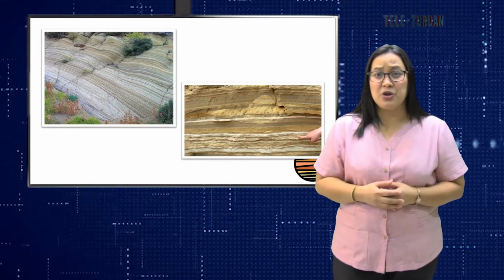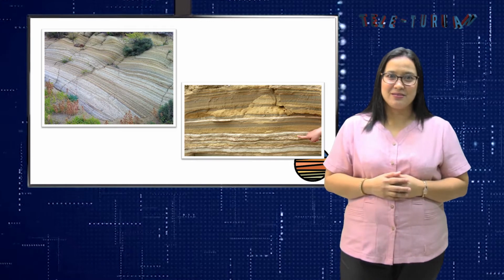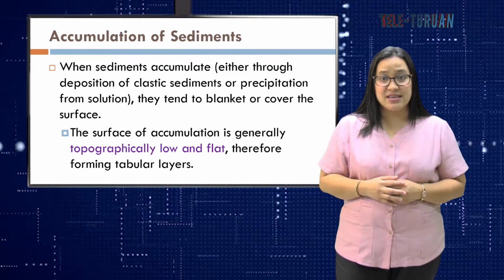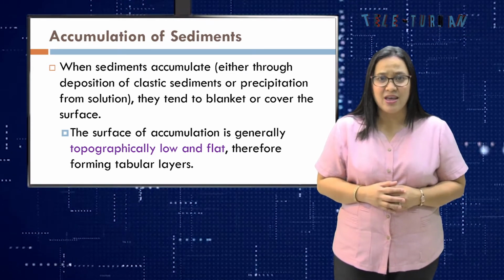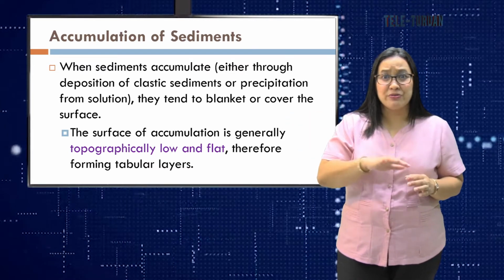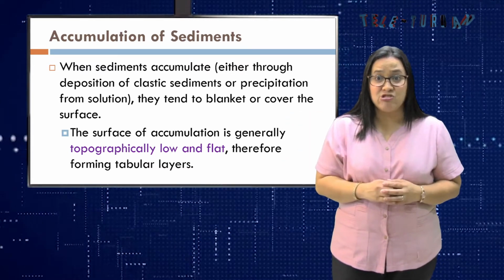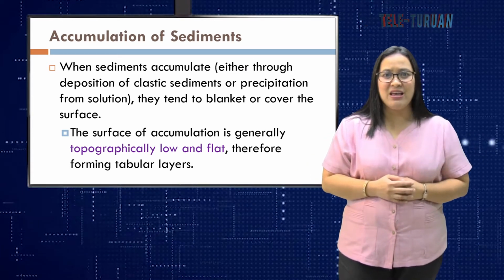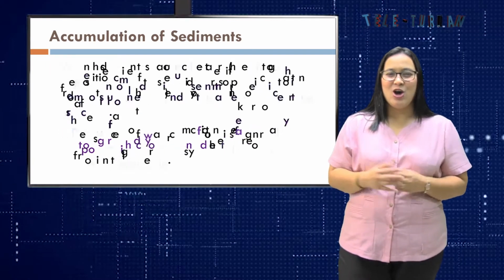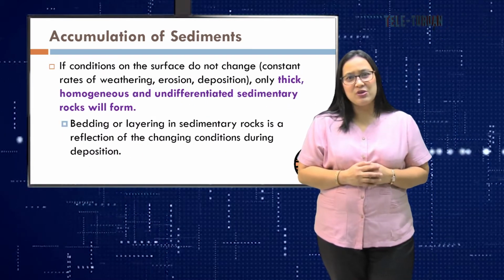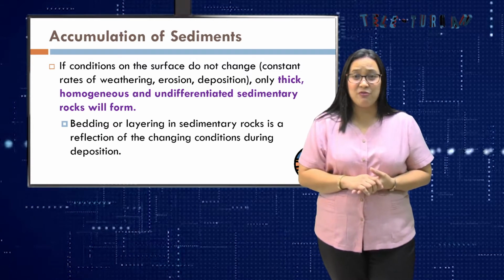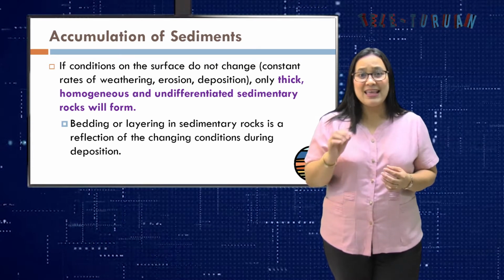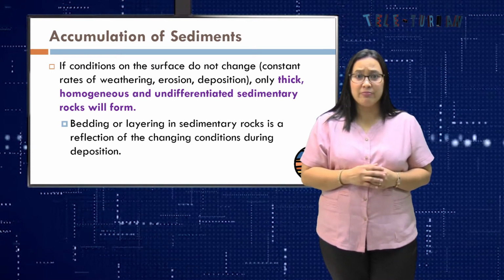So how do sediments accumulate to form layers of rocks? When sediments accumulate, either through deposition of clastic sediments or precipitation from solution, they tend to blanket or cover the surface. The surface of accumulation is generally topographically low and flat, therefore forming tabular layers. Another is if conditions on the surface do not change, and that is constant rates of weathering, erosion, and deposition, only thick, homogeneous, and undifferentiated sedimentary rocks will form.